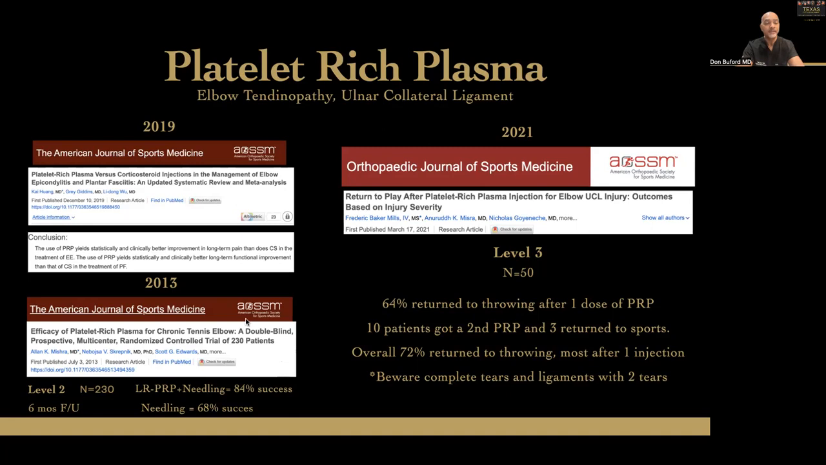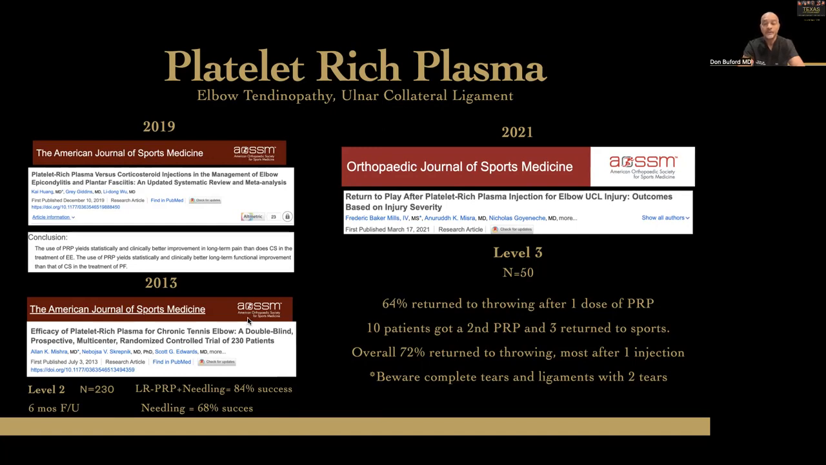This 2019 study is nice to reference because it's a meta-analysis that includes the best studies to date up through 2019. What they showed in all these studies that they included was that PRP versus steroid was better than steroid, and it was better in a very statistically significant way. This included long-term functional improvements. So this meta-analysis further bolstered the argument that PRP is better than steroid for tendinopathy at the lateral elbow.